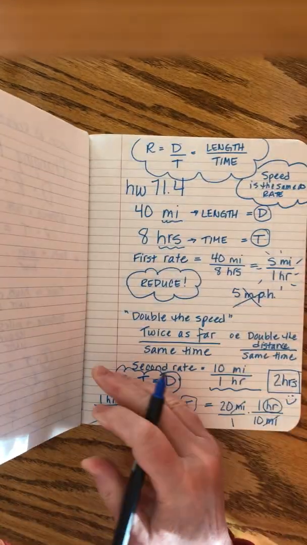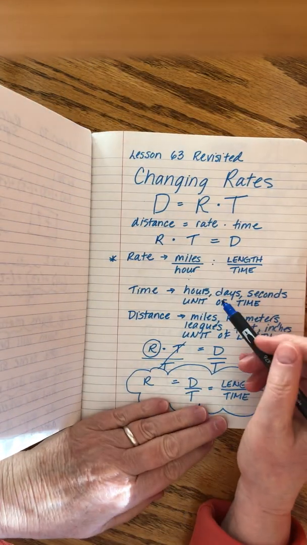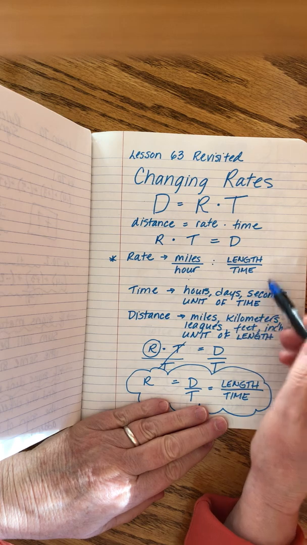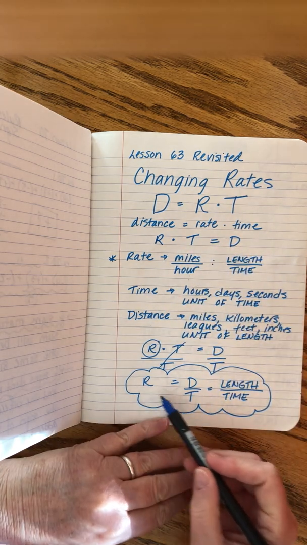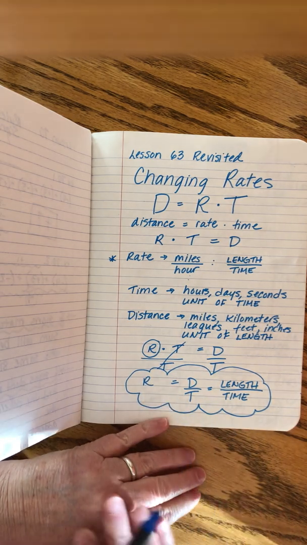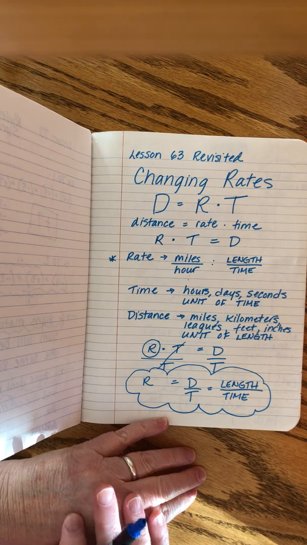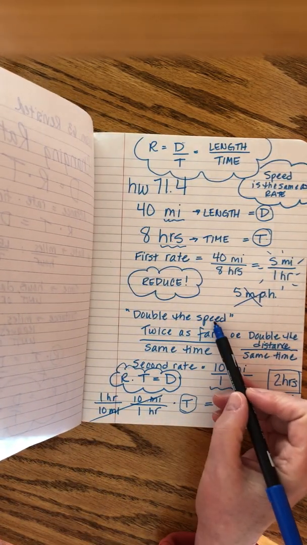I hope this helps you understand, first of all, how to identify the rate and the time and the distance in the words that you're given, how to arrange them so that you can calculate the rate if that's not given to you. And then we also talked in more detail about how you change the rate.